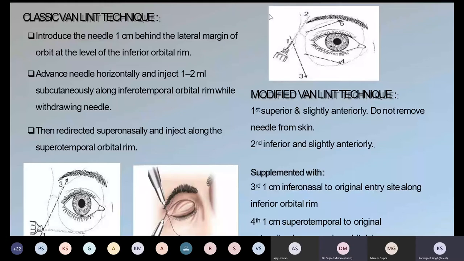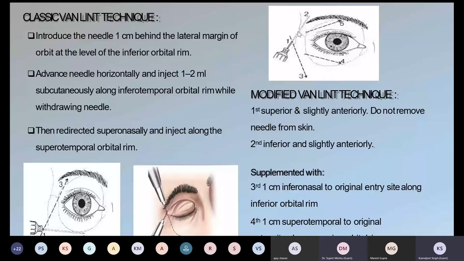So you just give about 1 mm behind the lateral orbital angle. From there, 1 cm behind that, you take the needle and go in the lower side, in the inferior orbital rim side and the superior orbital rim side. And that gives quite good anesthesia. And the modified technique is that you give on this side also, and on the inferior side also.